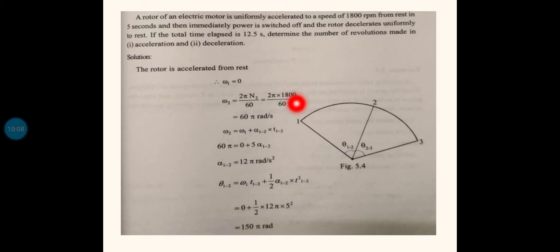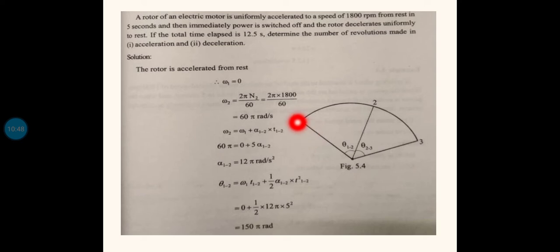We are dividing this problem into two parts, first part from 1 to 2. The rotor is started from rest, so omega 0 is 0, and it has achieved a speed of 1800 rpm. From that we can calculate the final omega, that is omega at point 2, or we can say just omega. Now for the second part, from that omega the body is coming to rest again. So the final angular velocity omega is 0, and the initial angular velocity corresponds to this 1800 rpm.